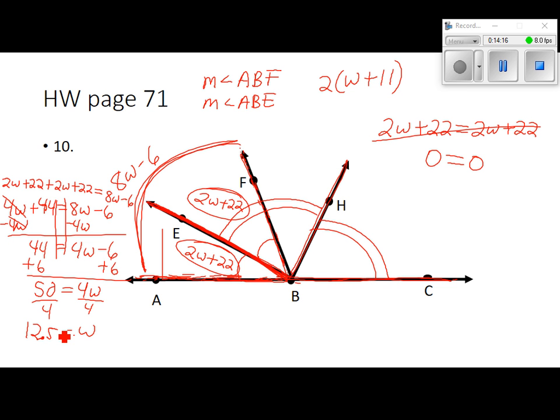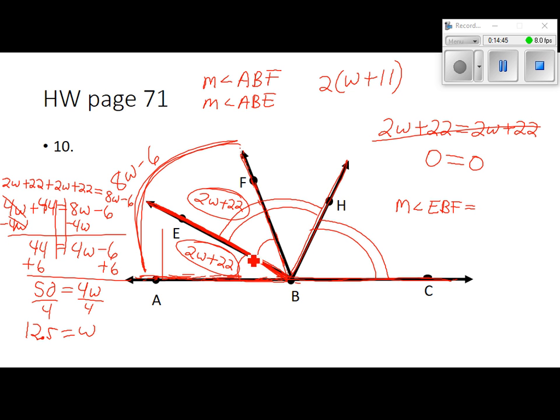Is that our answer? No. Go back and read the book. Gotta measure. Number 10, what did they ask us to find? Measure. Measure of what? EBF. Is that what it says? Yes. Where's angle EBF at? Right there, next to EBA.